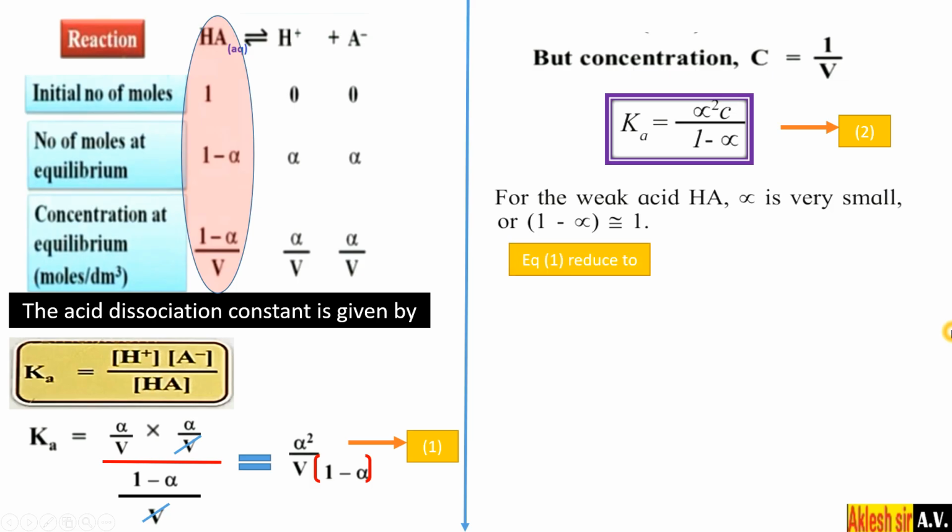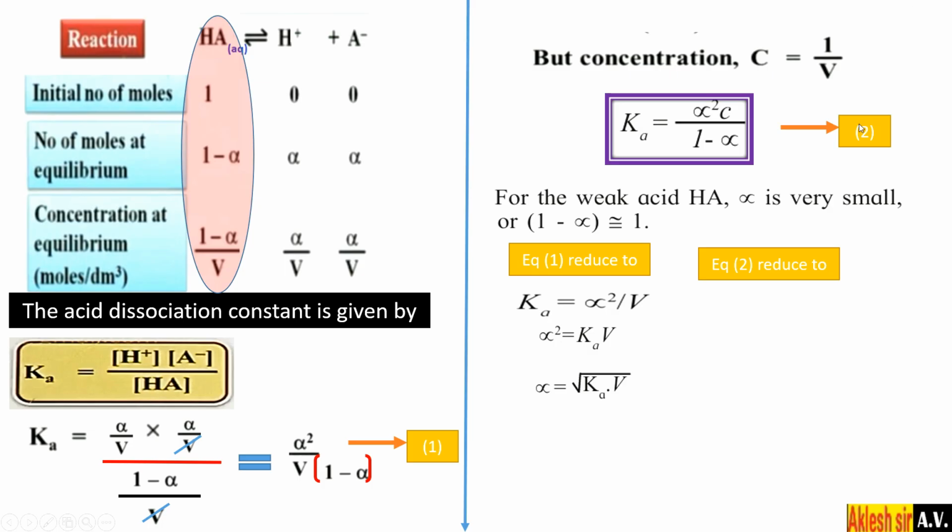So in equation 1, first we will change this equation. Instead of 1 minus alpha, we will write here 1. So what will be the formula then? K equal to alpha square upon V, and 1 minus alpha got converted into 1, so we are not writing it here. So alpha square, V will go here, so it will be K into V. So alpha square equal to K into V. Then alpha is equal to root of K into V.